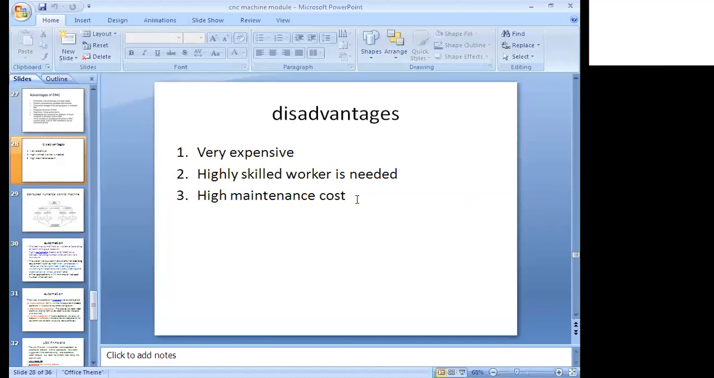I hope you understand very clearly, Akshay. Okay, Akshay. Sir. I hope you understand, no? The CNC concept is clear. Okay, no problem.